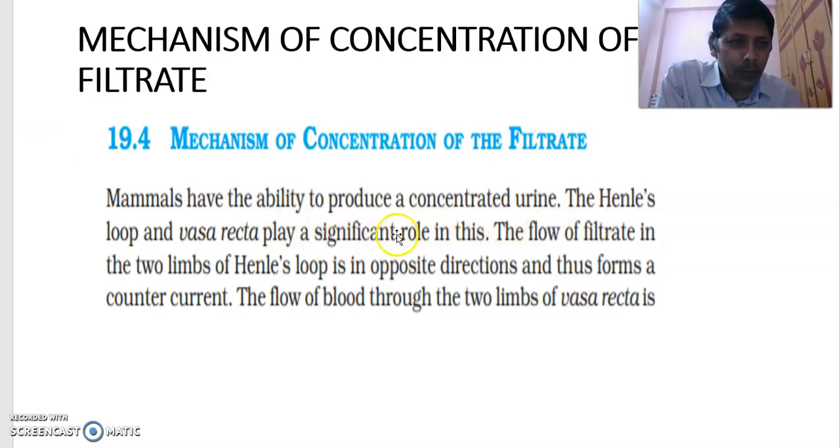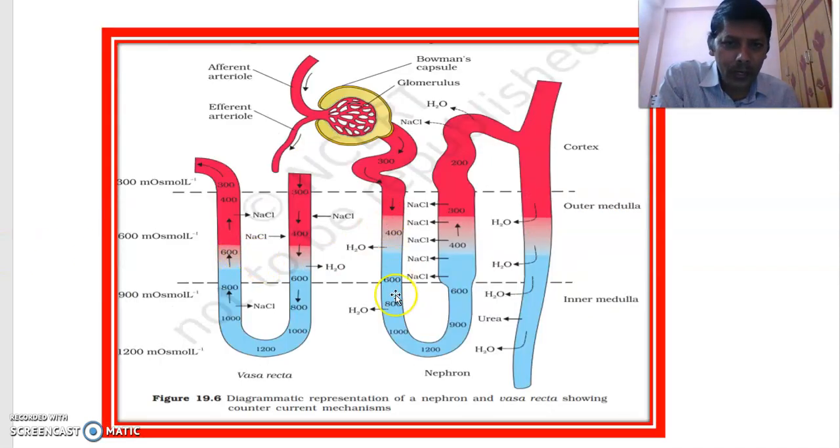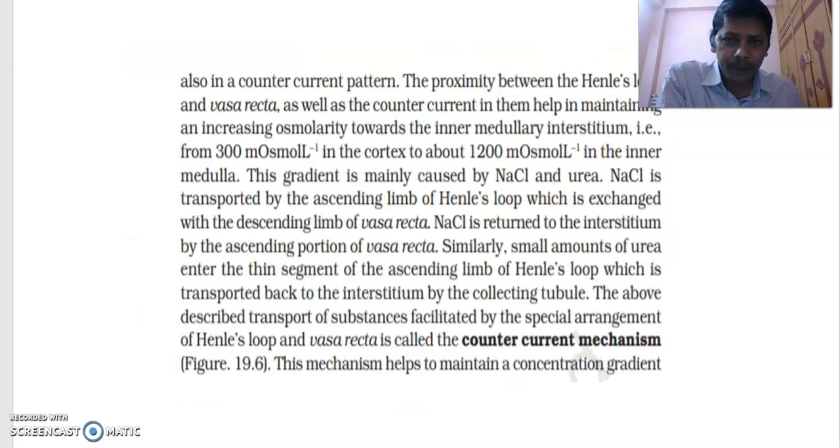What are the structures that play an important role in producing that? The two structures, the Henle's loop and vasa recta, play an important role in concentrating the urine. The flow of filtrate in the two limbs of the loop is in counter current, and the flow of blood in the vasa recta is also in counter current, and these two are also in opposite direction. We discussed that earlier.